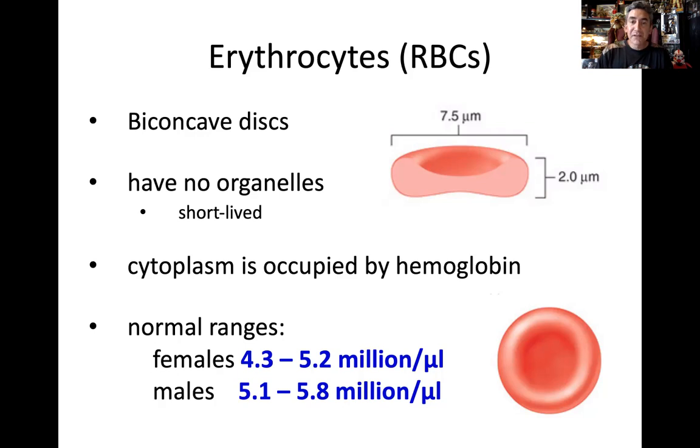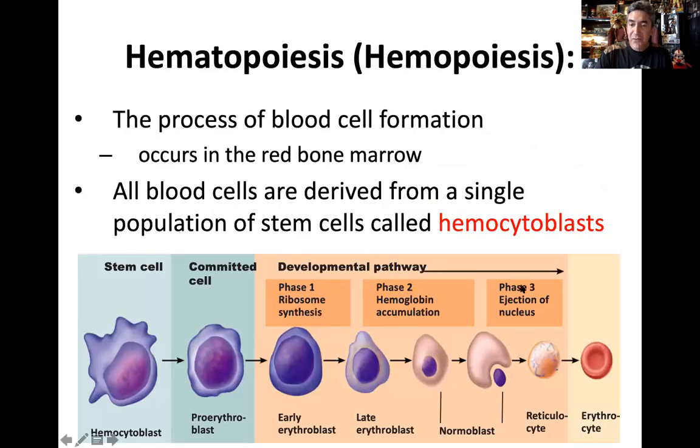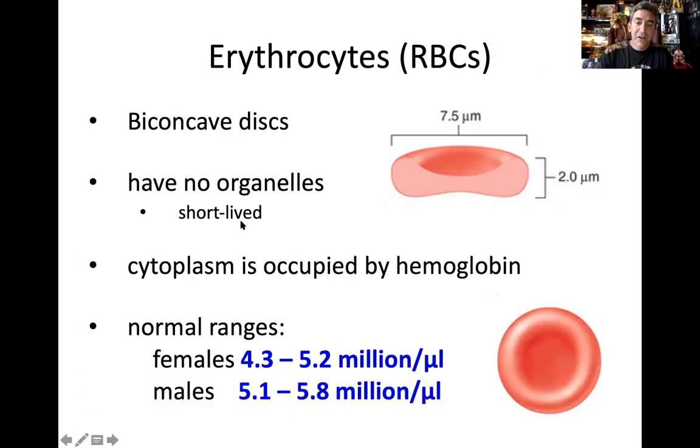Well, that cell doesn't have the ability to regenerate itself if it gets injured. So because of this phase 3, because we kick the nucleus out, this cell is very short-lived. Right? So important. Basically it's a pouch of cytoplasm, of fluid, and that fluid is jam-packed with hemoglobin, which we're going to talk about shortly.